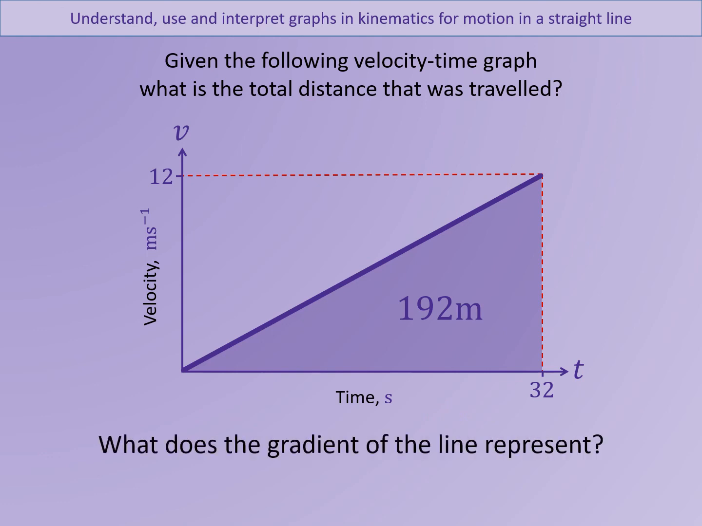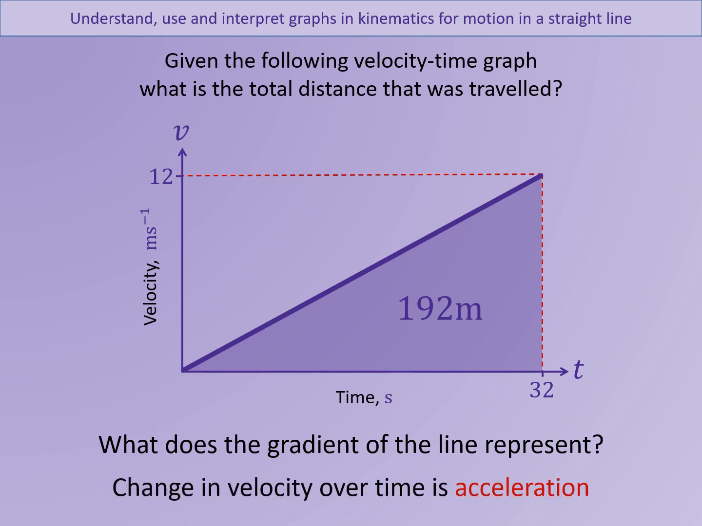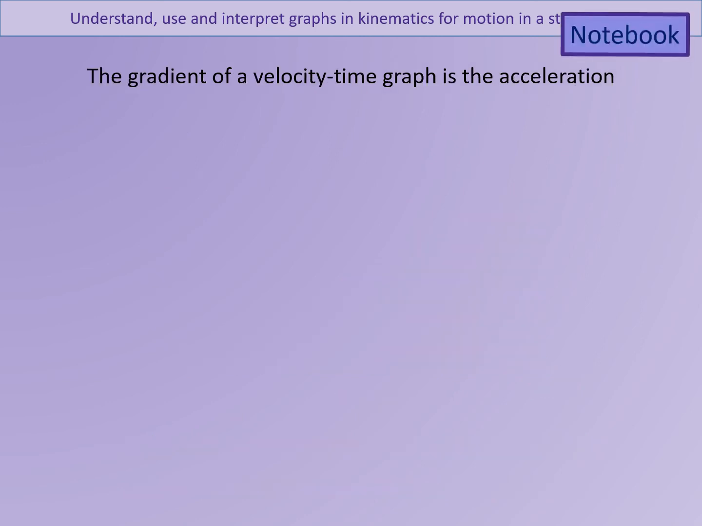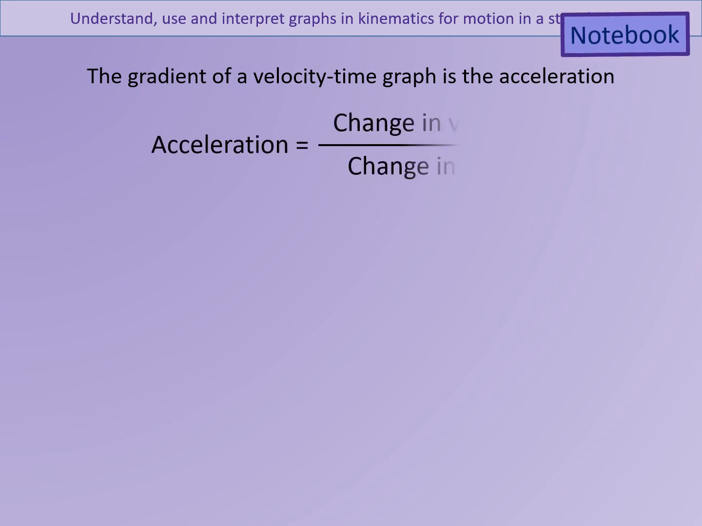What does the gradient of the line represent in this situation? We know that on a velocity time graph, it's the change in velocity which gives us the acceleration. So the rate of change of velocity is the gradient of the graph, which gives us the acceleration of the object. So to summarise, the gradient of a velocity time graph gives the acceleration of an object. Acceleration can also be calculated using change in velocity over change in time.